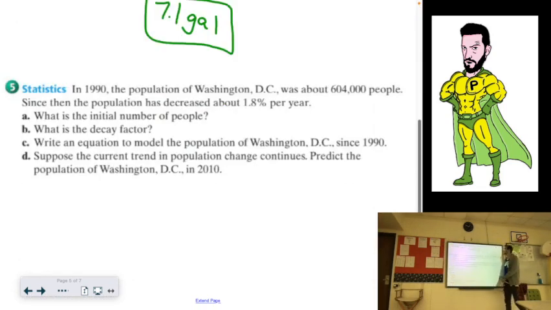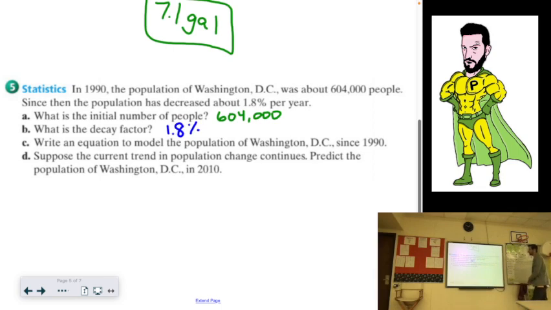One more. In 1990, the population of Washington, D.C. was about 604,000 people. That's our initial amount of people. So part A here, it says, how much were there initially? 604,000. Since then, the population has decreased about 1.8% per year. The decay factor is that 1.8%.